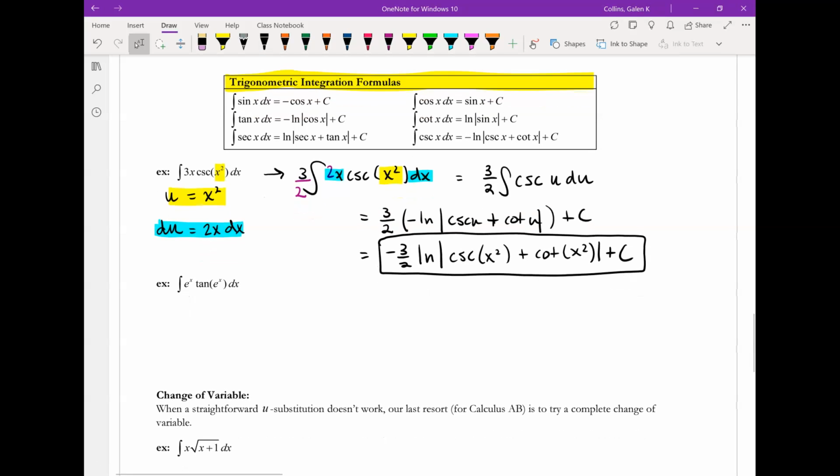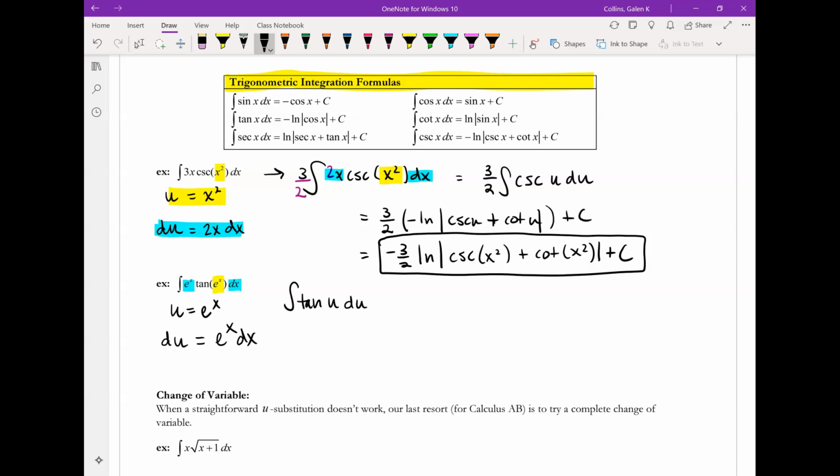All right, our last trig example, again, if we look for our innermost function, we're taking the tangent of e to the x. So e to the x is on the inside. We're going to let u be e to the x. So du is e to the x dx. This one works out nicely, where du is in our integrand, so we get the indefinite integral of the tangent of u du.